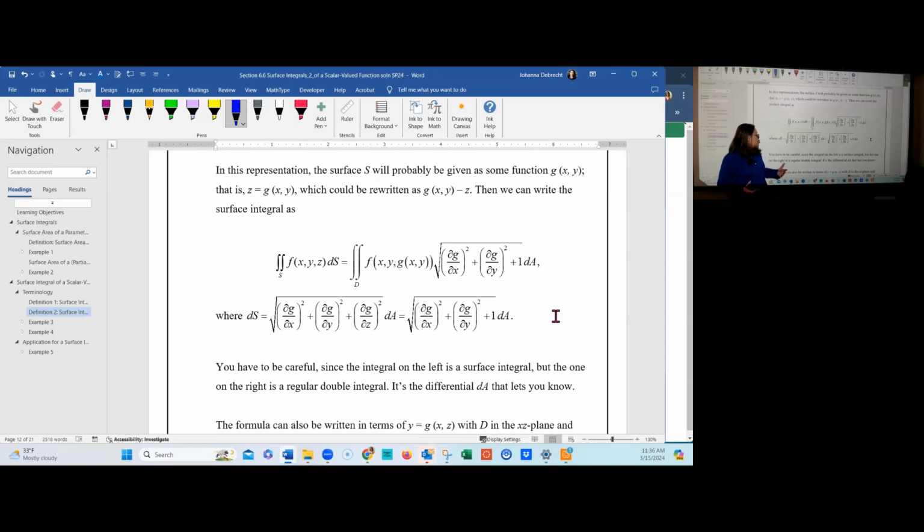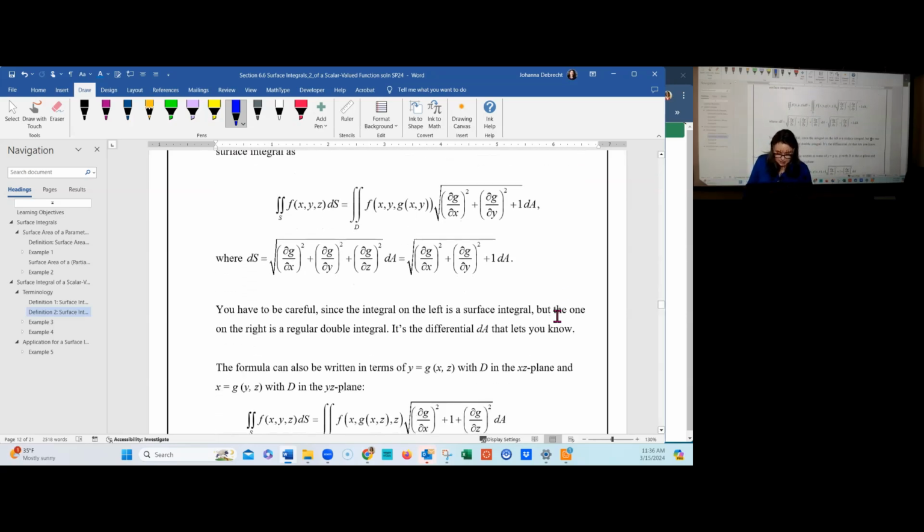How can this be the same? Well, our dS, of course, is coming from this part right here, saying that we have the partial of g with respect to x squared, partial of g with respect to y squared, plus the partial of g with respect to z squared. But g is equal to z, so the partial of z with respect to z is just the number 1, which is why we get a 1 here.